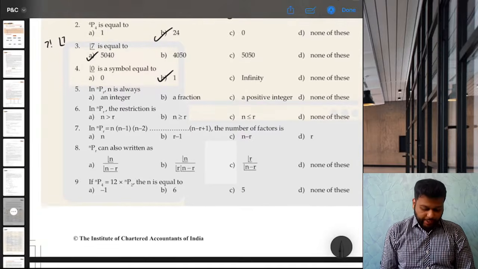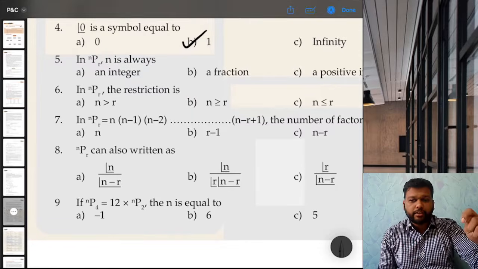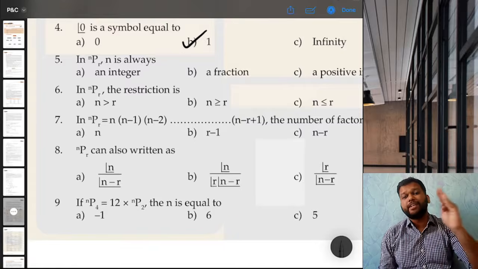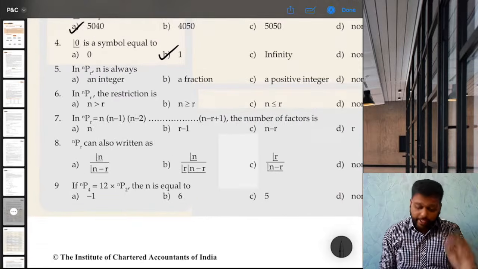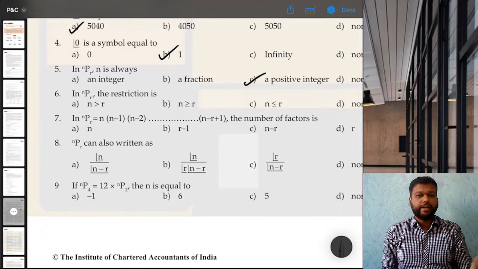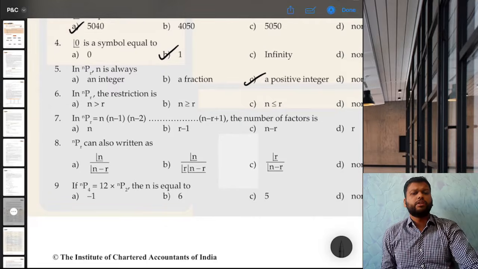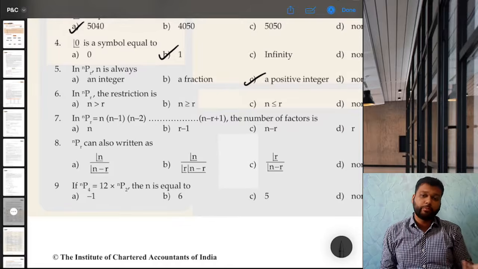Next, fifth, in nPr, n is always... Now nPr is what? nPr is the number of ways of arranging n things at r places. N things. That means n has to be a positive integer, 1, 2, 3, 4, 5, something. It cannot be negative because you cannot have negative things being arranged. It cannot be a fraction.